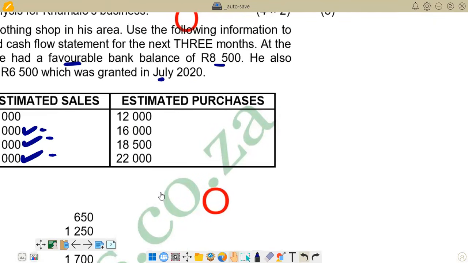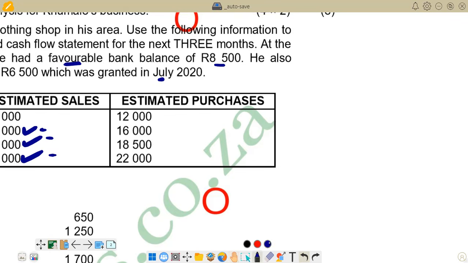If you look there, this one is for June. They are going to be paid in July. So for the calculation of what is going to be paid in July, we're going to use the total estimated purchases for June. Then we do the same thing for this one. They will be paid in the following month, which is August. Then for August, we use 18,500, but we pay them in what? September. So that's what we have there.